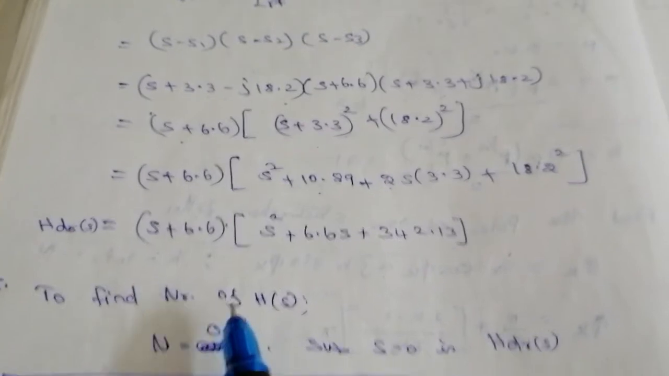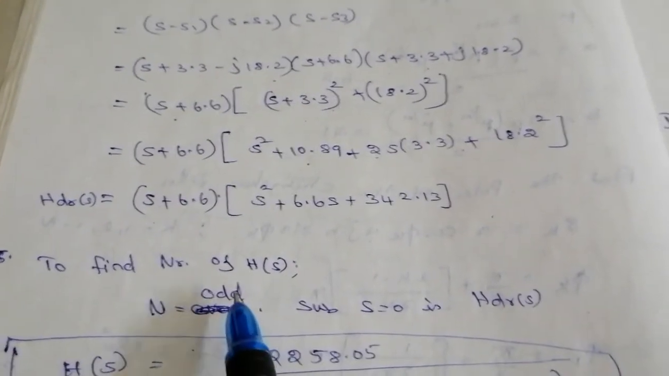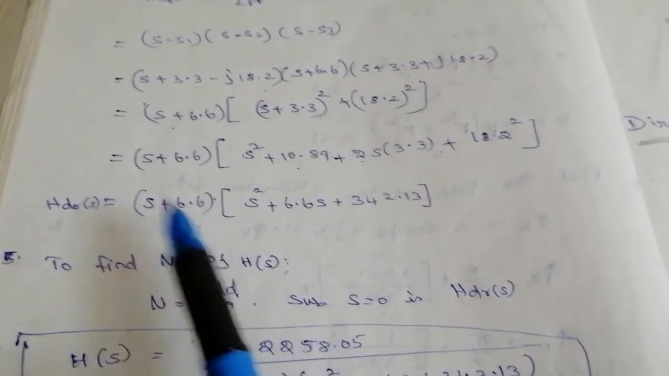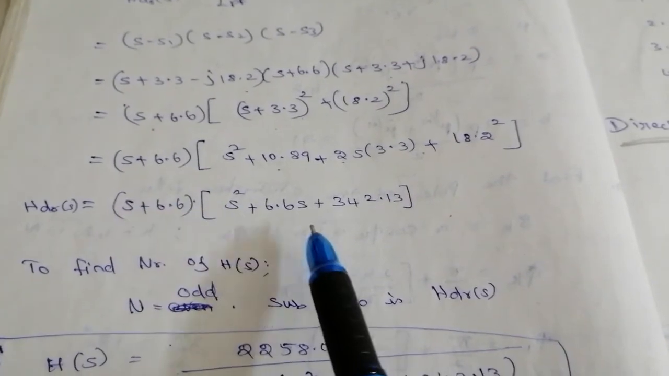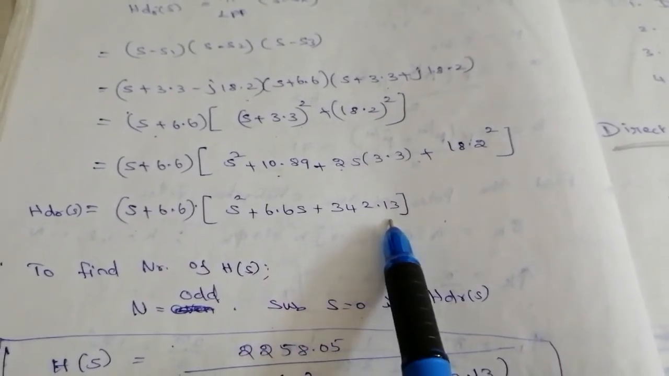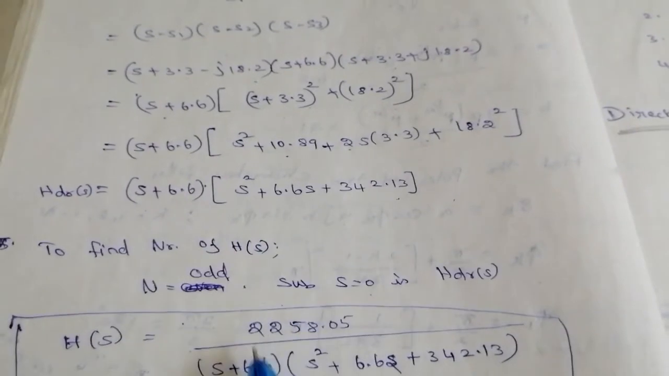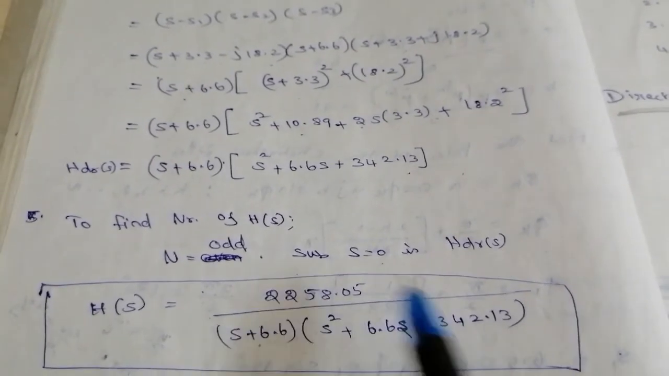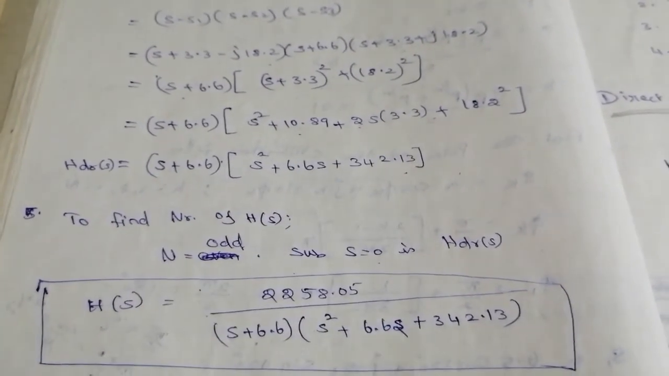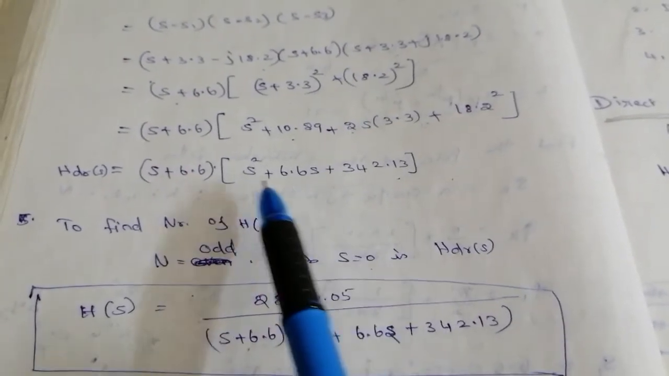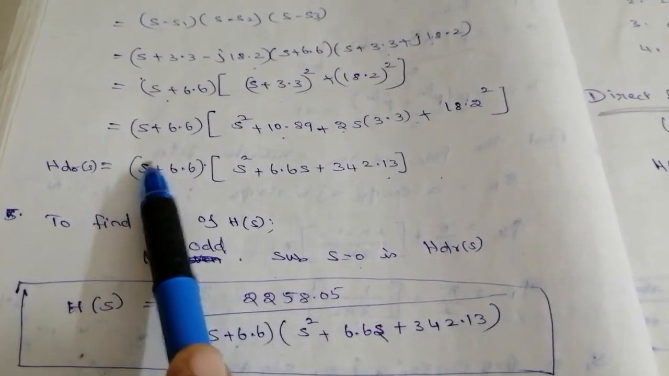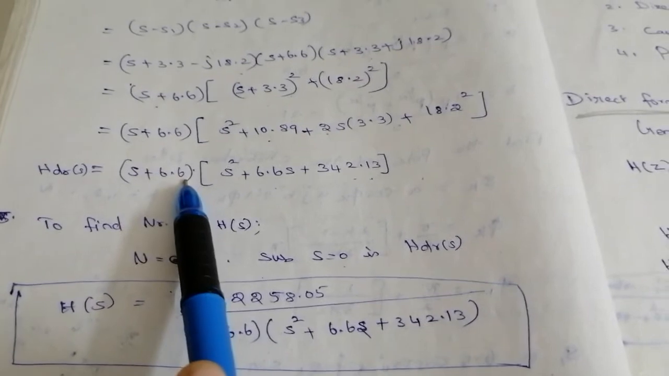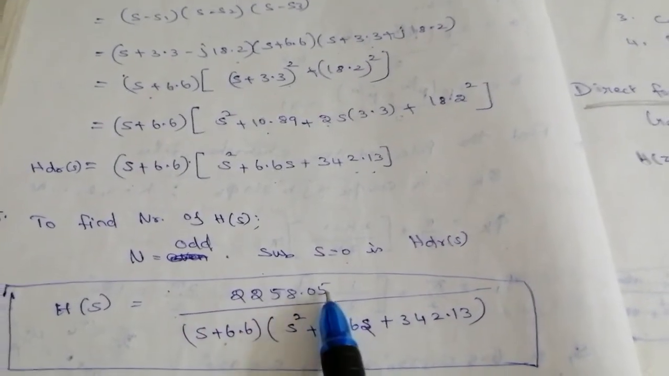The final step is to find the numerator. Here n equals 3, which is odd, so substitute s equal to 0 in this denominator. So substituting 0 means 6.66 into 34.2.13. Multiplying these two terms, we get this answer. That answer is substituted in the numerator of H(s). The denominator is the same, so never change the denominator value. Just substitute s equal to 0 in the denominator. This s term is 0, this is 0, and this is 0, so remaining we have this term and this term. Multiplying these two terms, the answer is 2258.5.